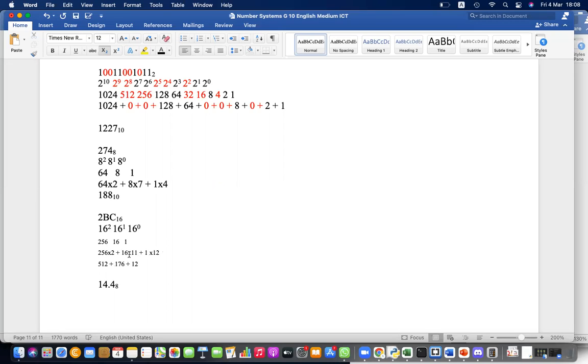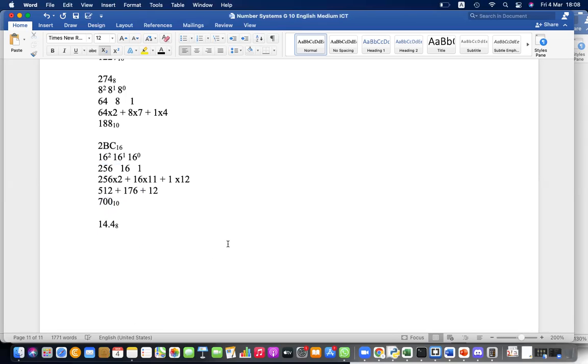512 plus 176 plus 12 is 700. Is it the value? 700 in base 10. So that is the value now. Okay, it's not hard, but you have some calculations, right? I know that. The last one. No one has calculated that. 700. Okay.